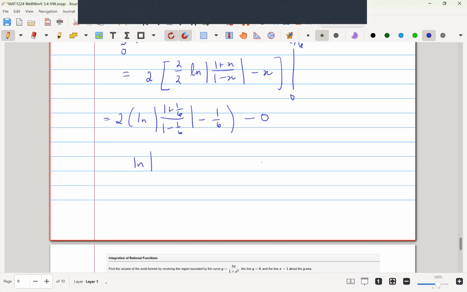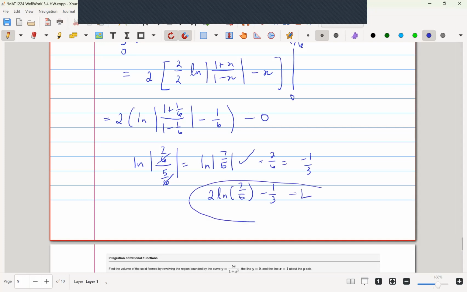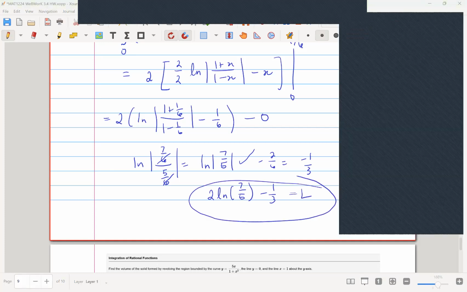All right, so we're now going to add these together. It's going to give us 6 over 6 plus 1/6 is 7 over 6. 1 minus 1/6 is 5 over 6, which is going to be equivalent to ln of 7 over 5. Okay, that's that part. And we have our negative 1/6, but that's going to be times 2. So it's going to be minus 2 over 6, which is equal to negative 1/3. Putting that all together, we have 2 ln of 7 over 5 minus 1/3. And that is our length. And that's the answer to question 9.